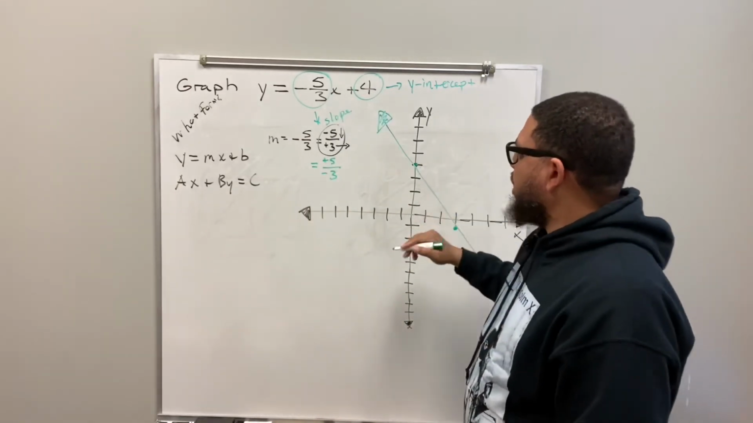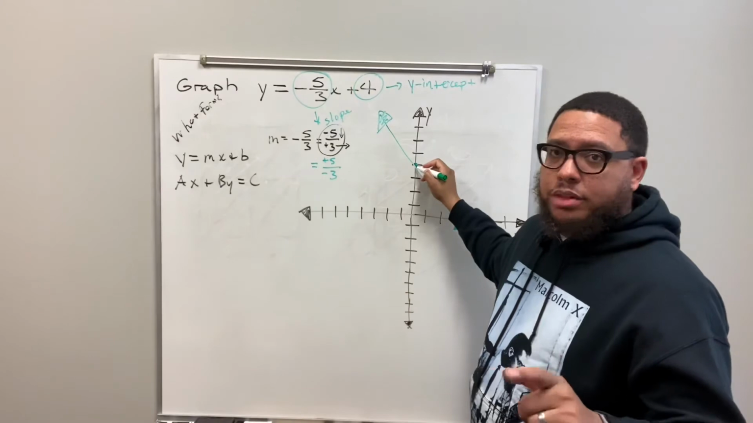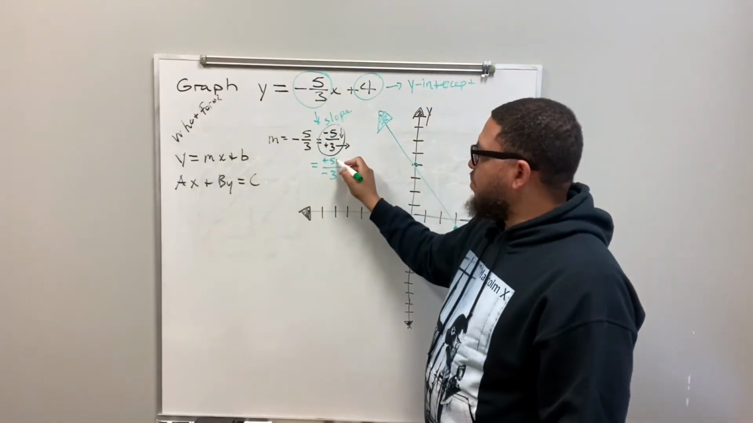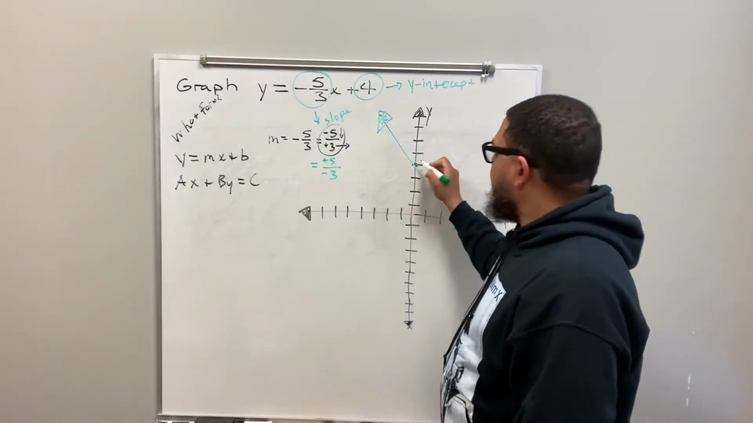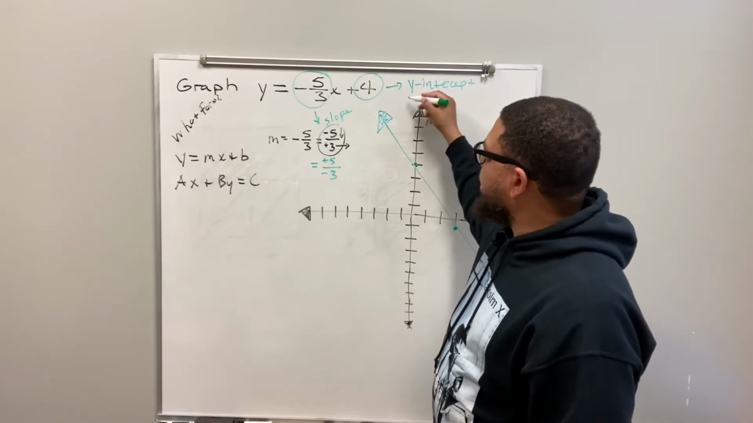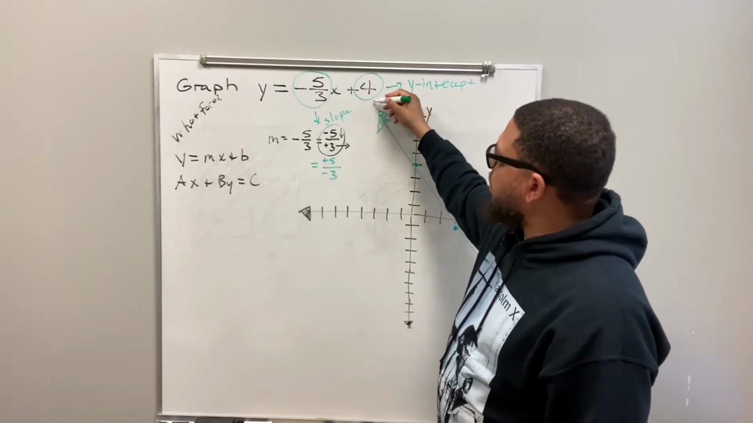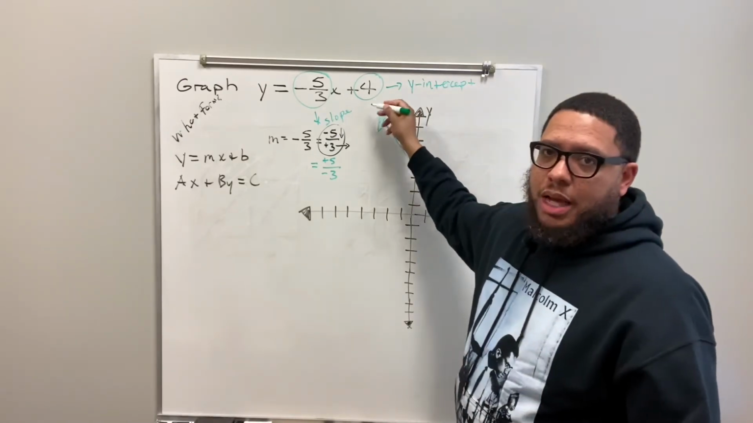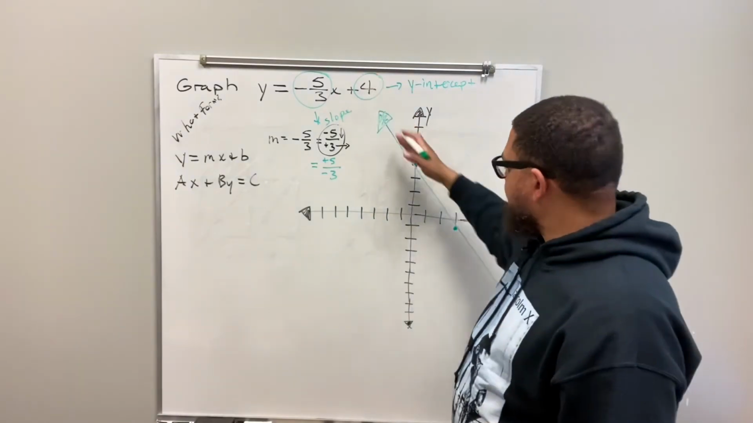What would have happened was I would have still started at the y-intercept. But if I make my numerator positive and my denominator negative, now I'm going up 5 and to the left 3. And look what's going to happen. I'm going to still end up on the same line. The point that I drew would have been on the same line.